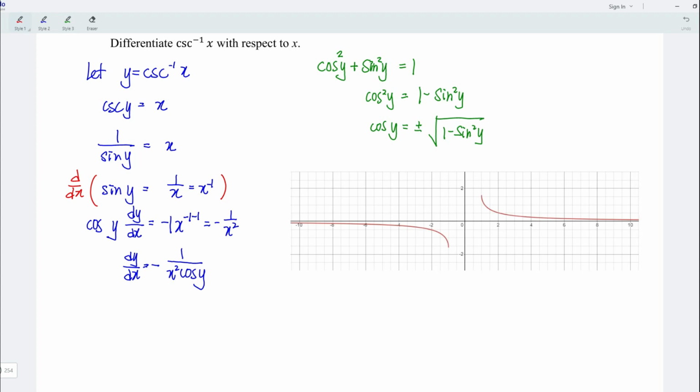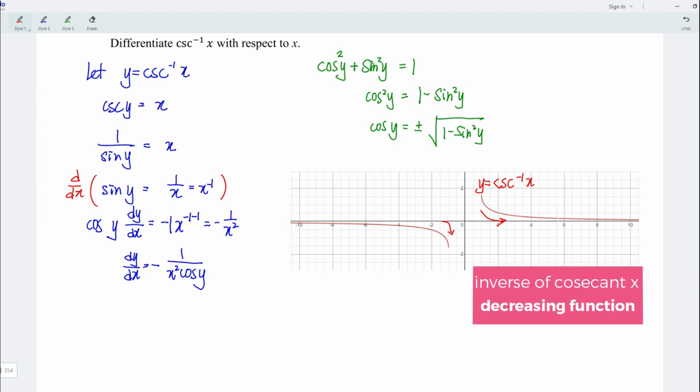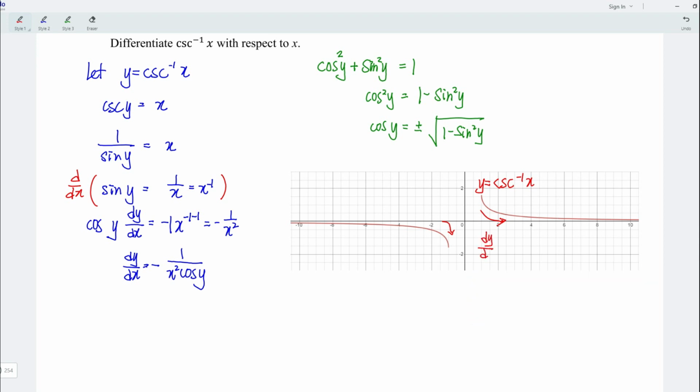However, if we refer to the graph of y is equal to the inverse of cosecant x, we should notice that as x increases, y decreases for both positive and negative values of x. In other words, the inverse of cosecant x is a decreasing function. For any decreasing function, the derivative is always less than 0. In order to ensure that the derivative is always negative, cos y must be always positive.